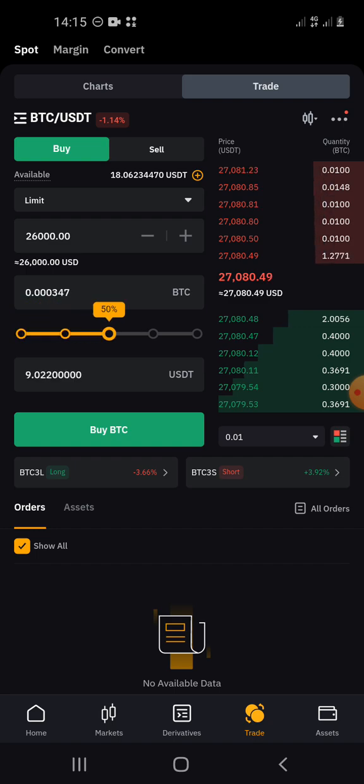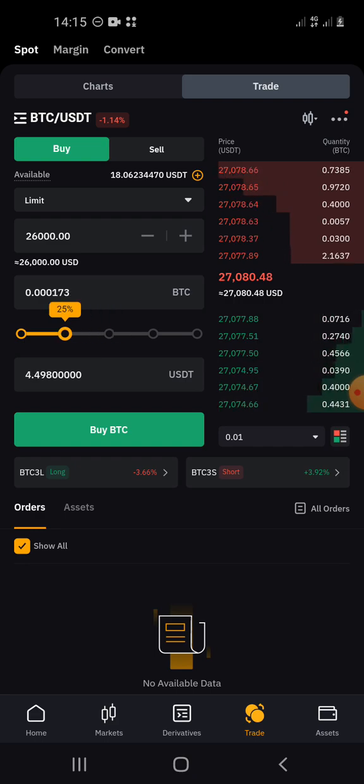If you want to spend half of your money, you leave it at 50. If you want to spend 25%, you leave it at 25. If you want to spend another percent, which is not 25, 50, 75% or 100%, say you want to spend 90%, you can leave it at 90. Okay, this is how you use it.